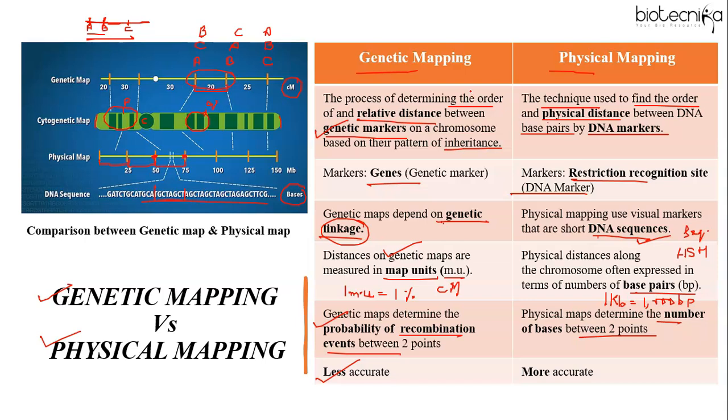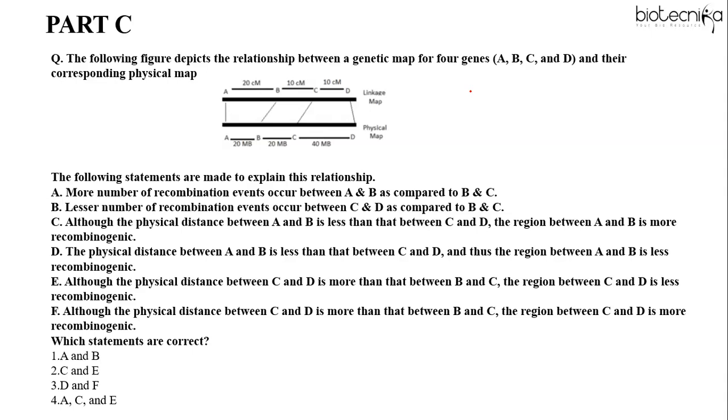a random mutation. So let's have a look at the type of question which can be asked from this topic in CSIR NET Life Science exam. So here is one part C question. A figure is given which depicts the relationship between a genetic map for 4 genes, A, B, C, and D, and their corresponding physical map. So as you can see here, this is the linkage map. The genetic map is also called the linkage map, and this is the physical map. And the following statements are made to explain this relationship.